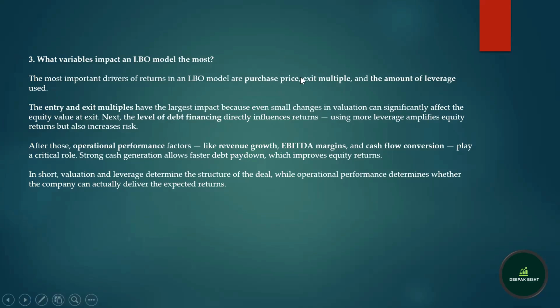And exit multiples mean at what price you are able to sell it. This is what the investors can sell their company for at the end, usually based on multiples of its profits, EBITDA multiples. If you can sell it for a higher multiple than you bought it for, your returns go up. So if you buy it cheap and sell it at a higher rate, your returns will go up. Purchase price and exit multiples together are the biggest drivers of return.